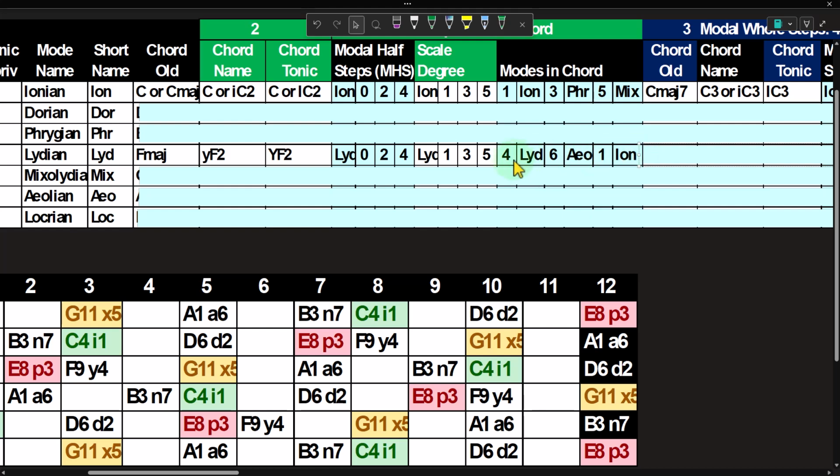So that would be that if I start on the 4 and I name my nodes, now we're not starting on the 1, it's the 4. And then we go up 2 from there, giving us the 6, and then we go up 2 from there, 1. So if I name the notes in the chord, that's not as effective as naming the nodes in the chord. How do I build this Lydian chord? How do I build a YF2? It's the Lydian, Aeolian, Ionian.